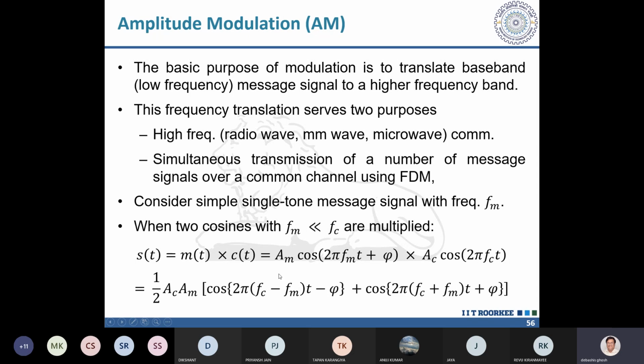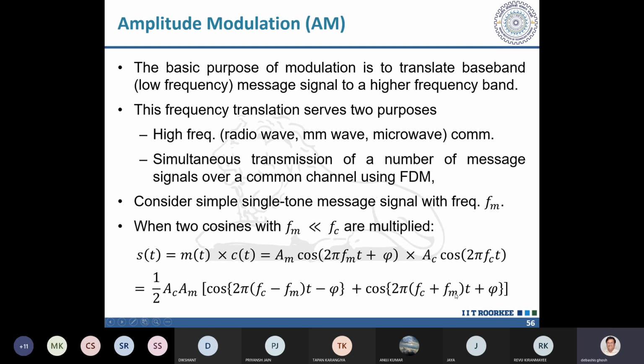Okay, mathematically you know this is the trigonometric relation. You will be having this. This will be the product s(t). Now here you can see I have one frequency component, 2 pi (fc minus fm). I have considered fc greater than fm, so it is fc minus fm. So one frequency is fc minus fm, the other frequency is fc plus fm.